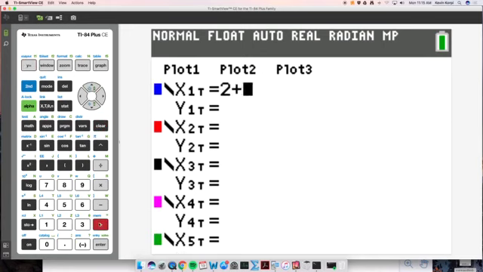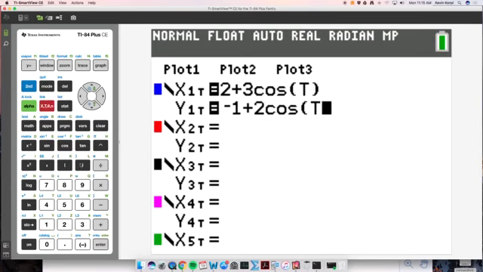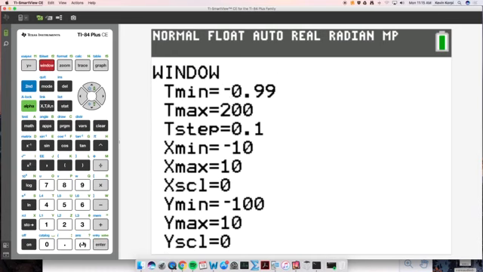2 plus 3 cosine. And then -1 plus 2 cosine. So the window, let's see, negative infinity to infinity. How about, let's just go -10 to 10. Oh, we have trig. Let's go -2 pi to 2 pi.